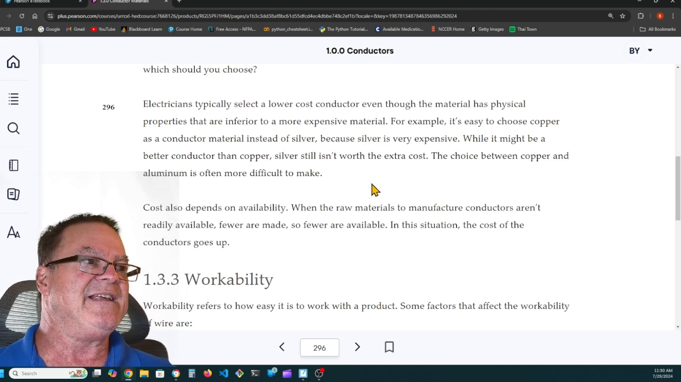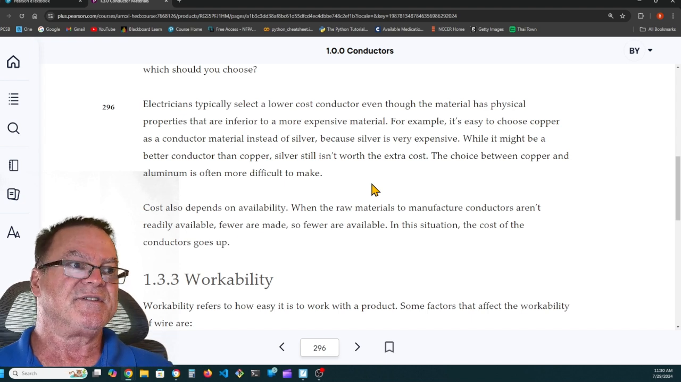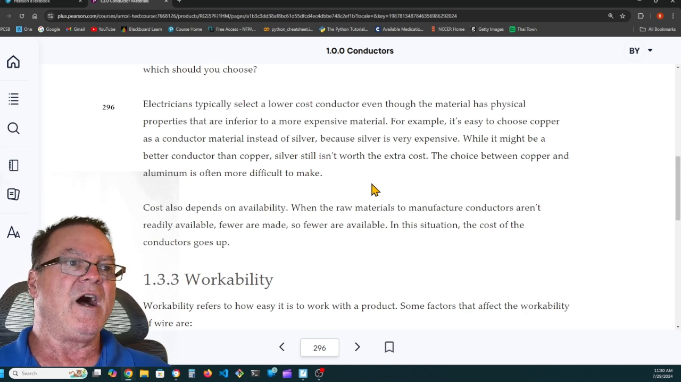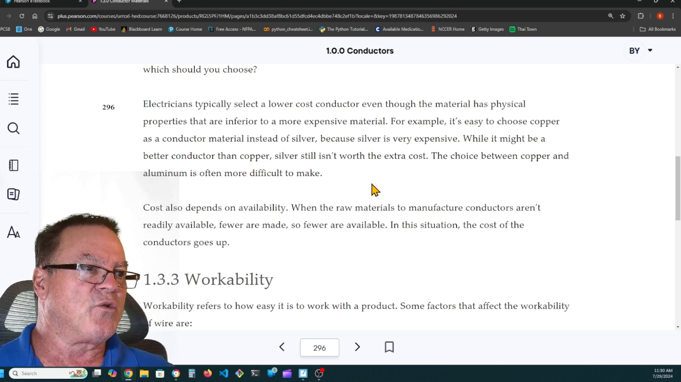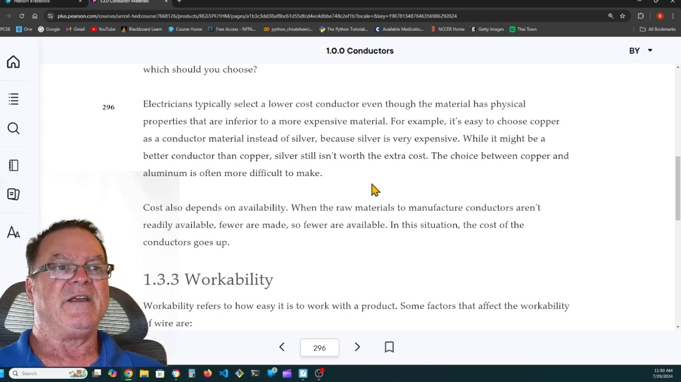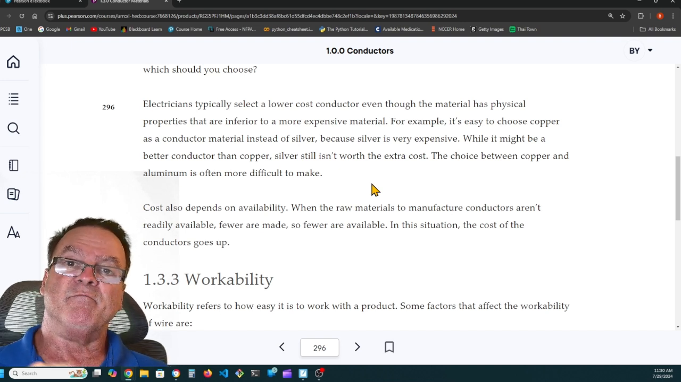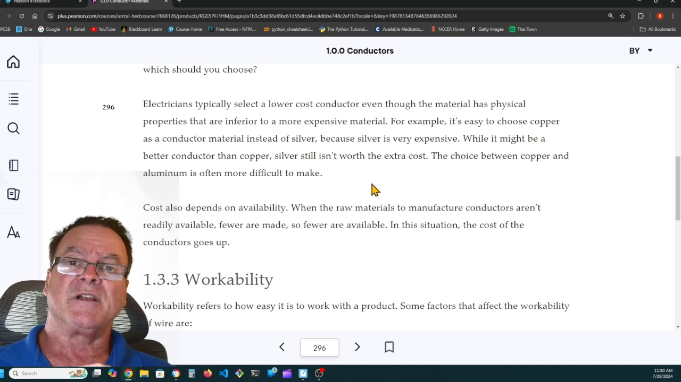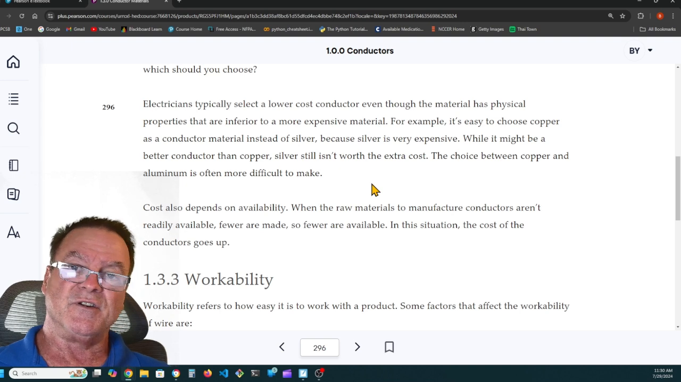For example, it's easy to choose copper as a conductor material instead of silver because silver is very expensive. While it might be a better conductor than copper, silver still isn't worth the extra cost. The choice between copper and aluminum is often more difficult to make. Copper actually is a better conductor than gold. Everybody thinks that gold is the best conductor. It's not. Silver is the best conductor. Silver, then copper, then gold.